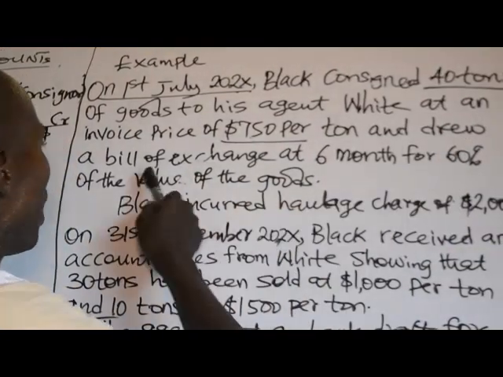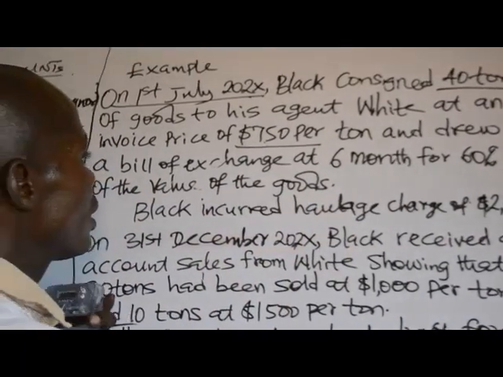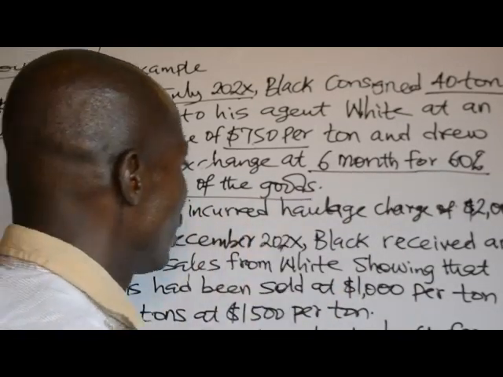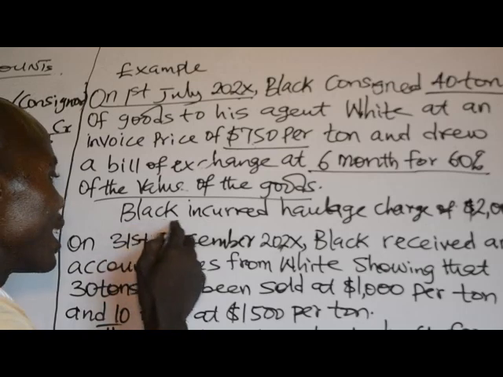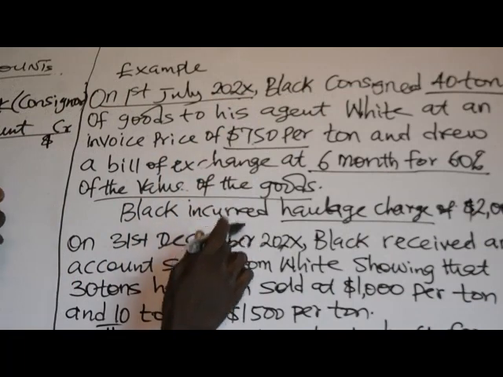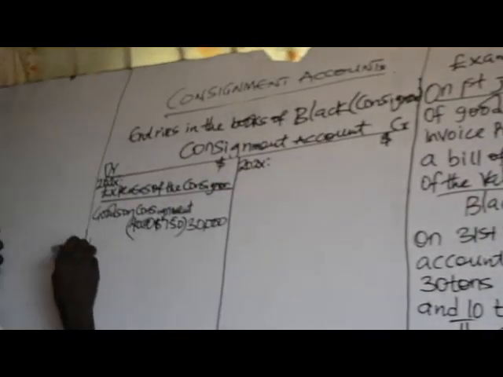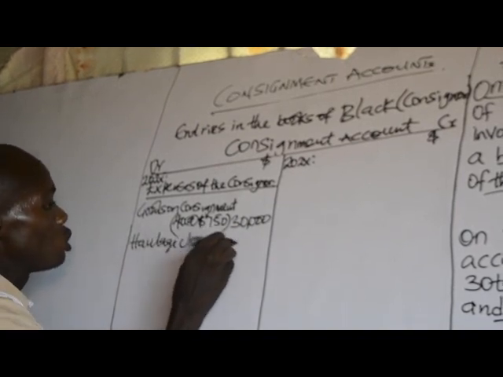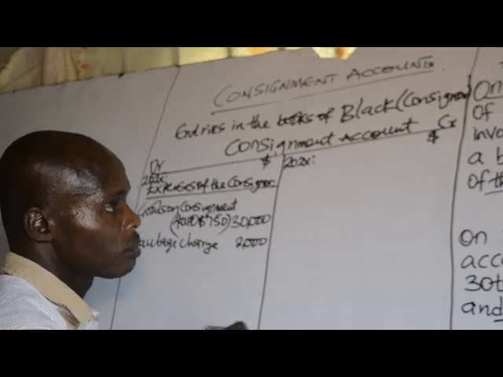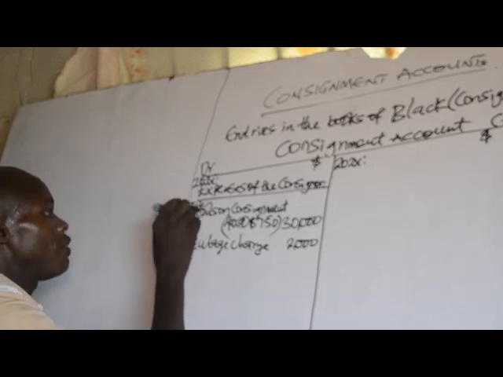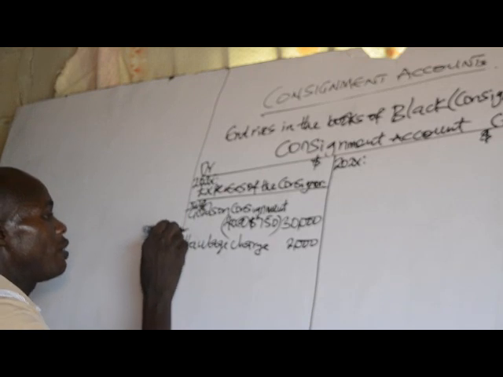And drew a bill of exchange for 6 months for 60% of the value of the goods. A bill is drawn. Then Black incurred hauling charge of $2,000. Remember, Black is the consignor. So he incurred hauling charge of $2,000. I think those are the expenses incurred by the consignor. This transaction took place as of 1st of July, July 1st, 22X.